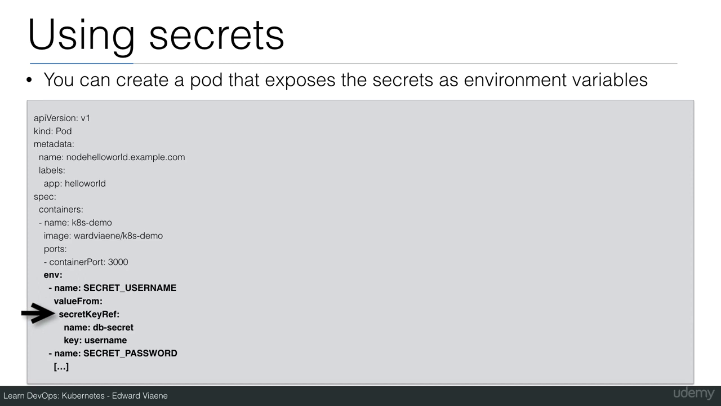The source is going to be the secrets, and you're going to say that the name in the secret is database secret, and the key that you want is username. Database secret is the name of the object in Kubernetes. The key is username. The value will be then the secret value that you stored in Kubernetes. You can do the same with other environment variables that you want to have in your pod.